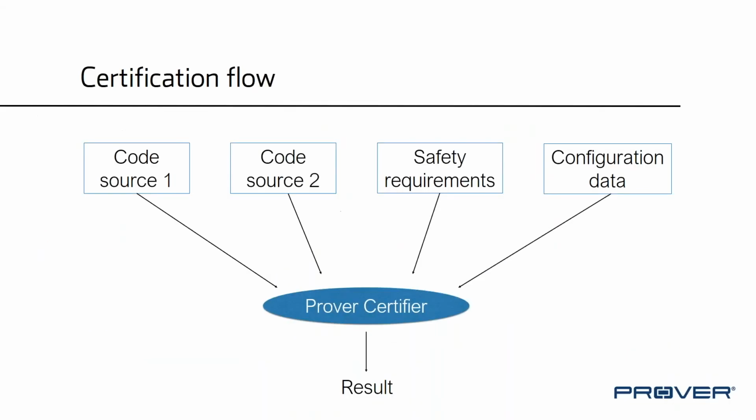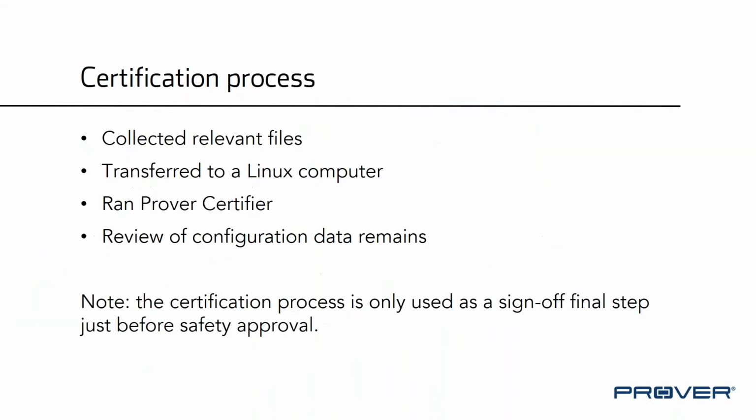Let's go back to this. To sum up what I did here for the certification process, I collected some relevant files here. I transferred these files to a Linux computer. I ran Prover Certifier from the command line. And the only thing that actually remains for this to be the real process is that the configuration data I fed to Prover Certifier has to be reviewed. It's about checking that the configuration data agrees with the reality.